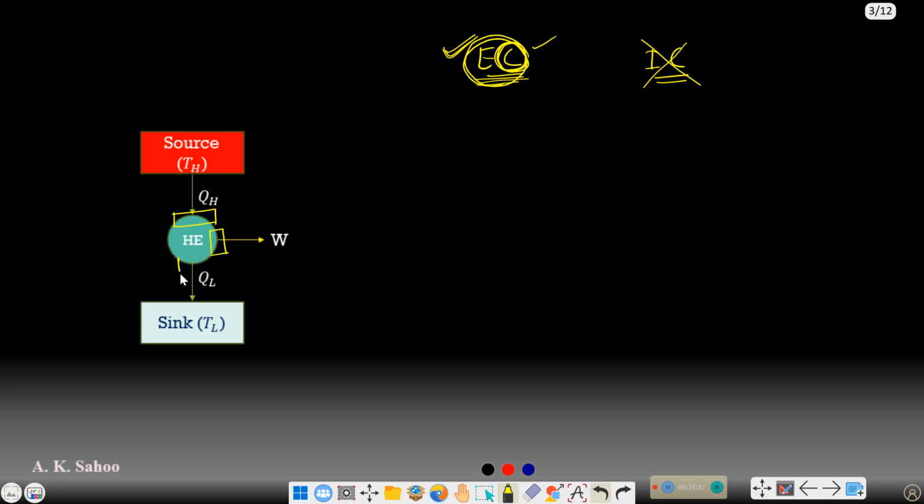Suppose there is one device, and another device, and another device. In this device it is producing this amount of work. In this device this is the amount of heat we are providing, and this is the device where I am rejecting this amount of heat Q. So I require three devices here. Definitely this is a cyclic process, or cyclic device you can say. Ultimately all these three come under one device, right?